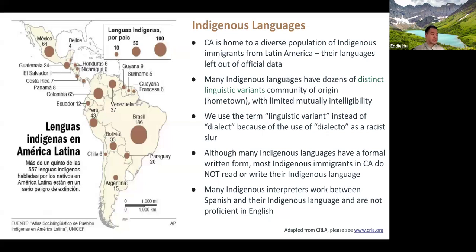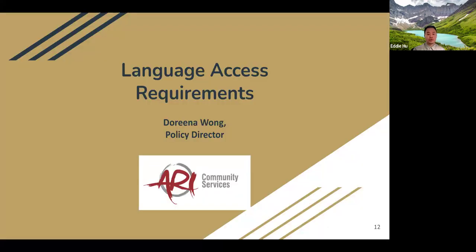Next slide, please. So hopefully you have a better understanding of the language data landscape at both the national and California levels. I would like to introduce Zarina from ARI. She will share her expertise on language access requirements at the federal, state, and local level with you.